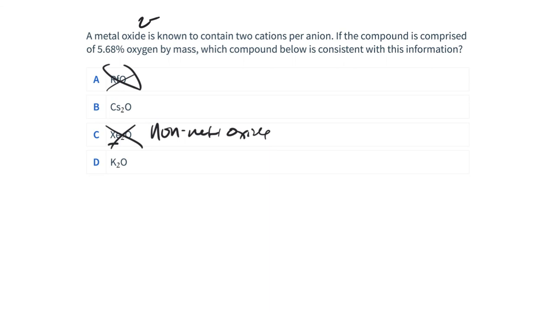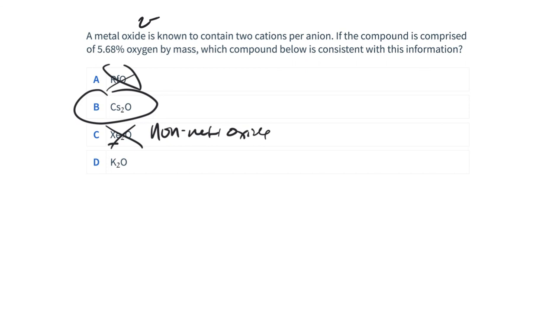And so then there's really only 2 possibilities. If the percent oxygen is really small, do you think you want the metal to be really heavy or really light? Probably really heavy. So it's probably this one. Now, how do we check? How do we do the math to make sure?